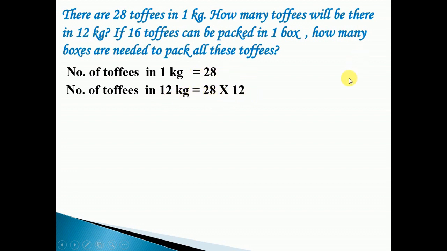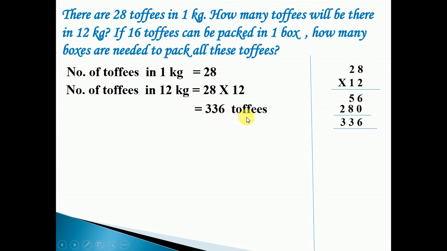Now we multiply 28 by 12. 28 is multiplicand and 12 is multiplier. 28 into 2 is equal to 56. 28 into 1 is equal to 28. Now we add both numbers together. We get 336. 336 toffees.